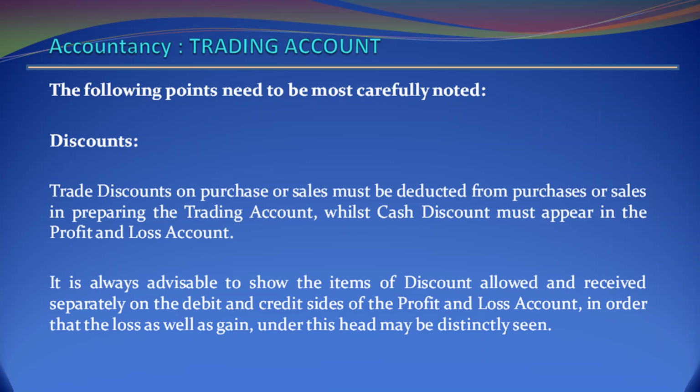Discounts. Trade discounts on purchase or sale must be deducted from purchases or sales in the preparation of the trading account, while cash discount must appear in the profit and loss account. It is always advisable to show the item of discount allowed and received separately on the debit and credit side of the profit and loss account, in order that the losses as well as gains under this head may be distinctly seen.